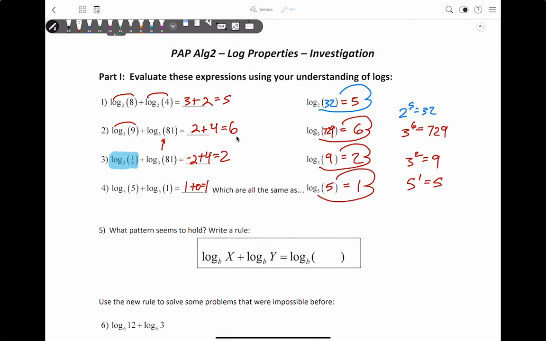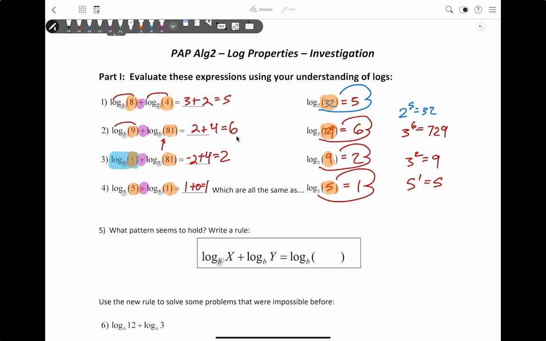Okay? So what we just did from the knowledge of logs that we know is that we just learned that this 8 and 4 came together as a 32. This 9 and 81 came together as a 729. This 1/9 and 81 became a 9, and a 5 and a 1 became a 5. So what's happening here? Well, the big thing that you should have realized and learned from this is that when I'm adding logs, they must have the same base. If they don't, you cannot do what I'm about to show you.